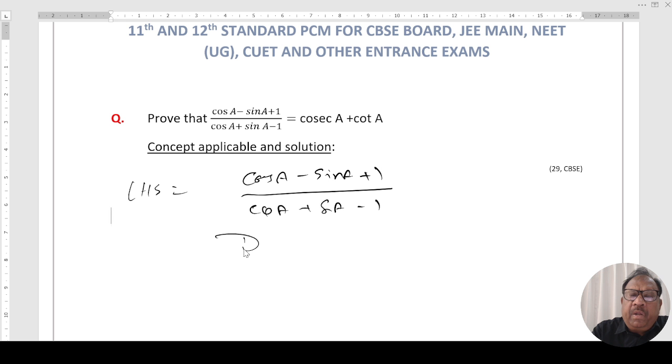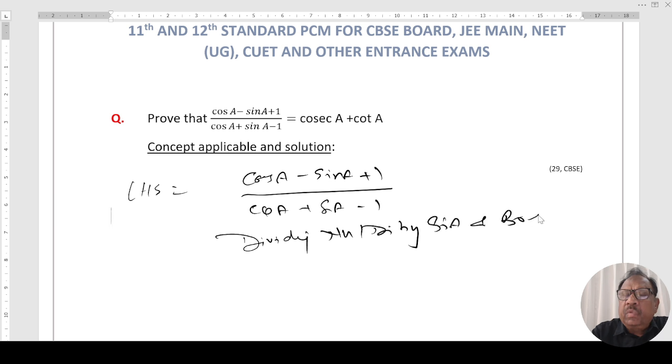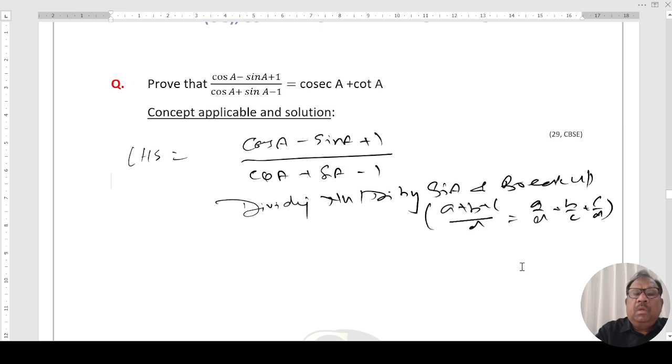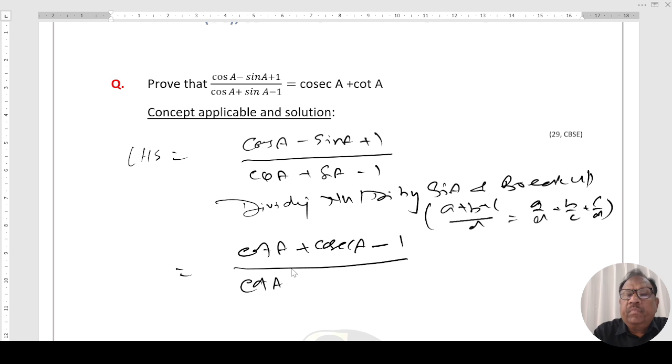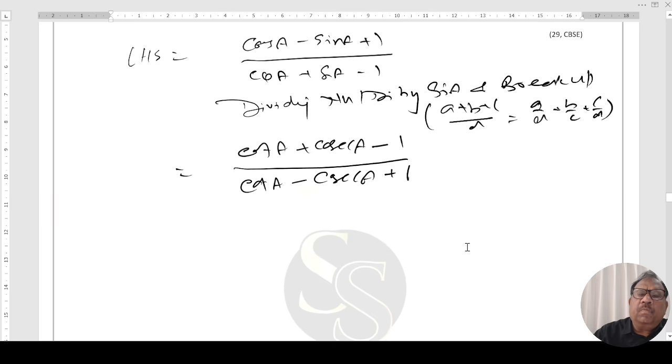Yes. Dividing numerator and denominator by sin a and breaking up. Breaking up means in this case, (a plus b plus c) upon d equals a upon d plus b upon d plus c upon d. Right. Now cos upon sin is cot a, plus cosec a minus 1 upon, cot a minus cosec a plus 1, right?